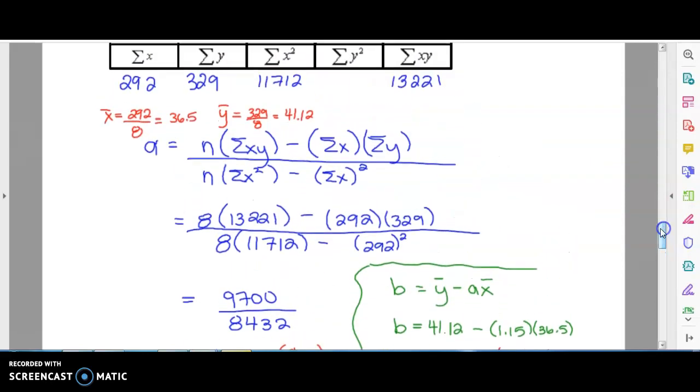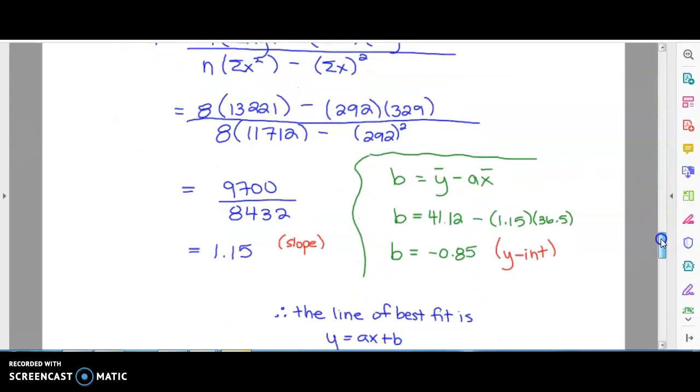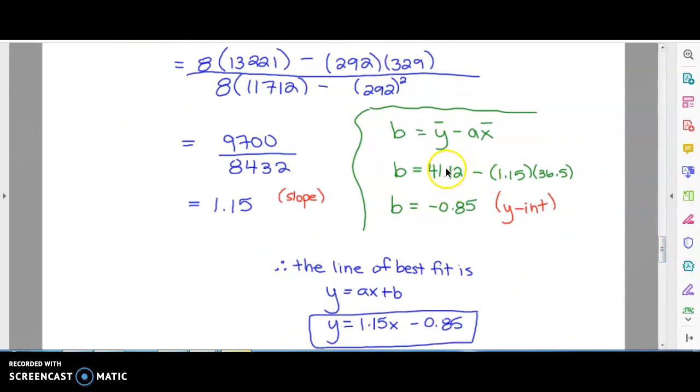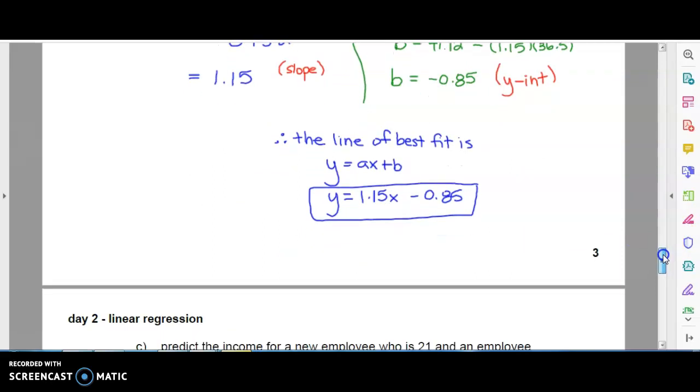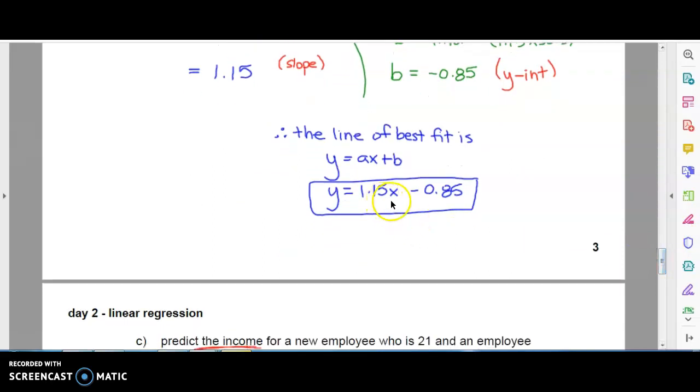Once we have our a value, we can solve for b. But before we do that, and you can see in red here, we have to solve for x bar and y bar. Okay, so 292 divided by 8 gives us x bar, 36.5. 329 divided by 8 gives us y bar, 41.12. Okay. Plug those numbers in. There's your y bar, there's your a, there's your x bar, and there's your y-intercept. Okay, so the equation for our line of best fit then is y equals our a value, 1.15x, minus 0.85, which is our b value, or our y-intercept. Okay, so there's our line of best fit.